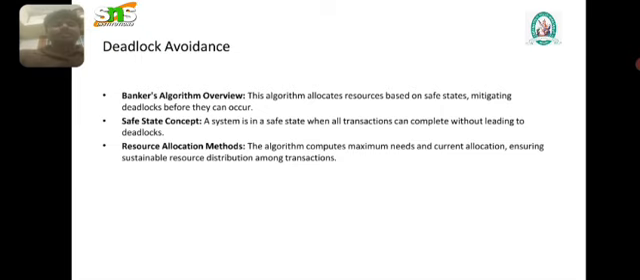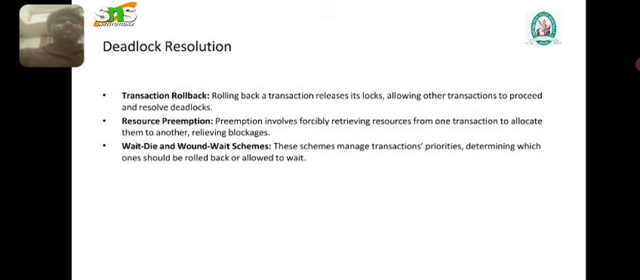Next is deadlock avoidance. For this, we use the Banker's algorithm. This algorithm allocates resources to stay in a safe state, mitigating deadlock before it can occur. The safe state concept: a system is in a safe state when all transactions can complete without leading to deadlocks. For the resource allocation method, this algorithm computes maximum needs and current allocation, ensuring sustainable resource distribution among the transactions.